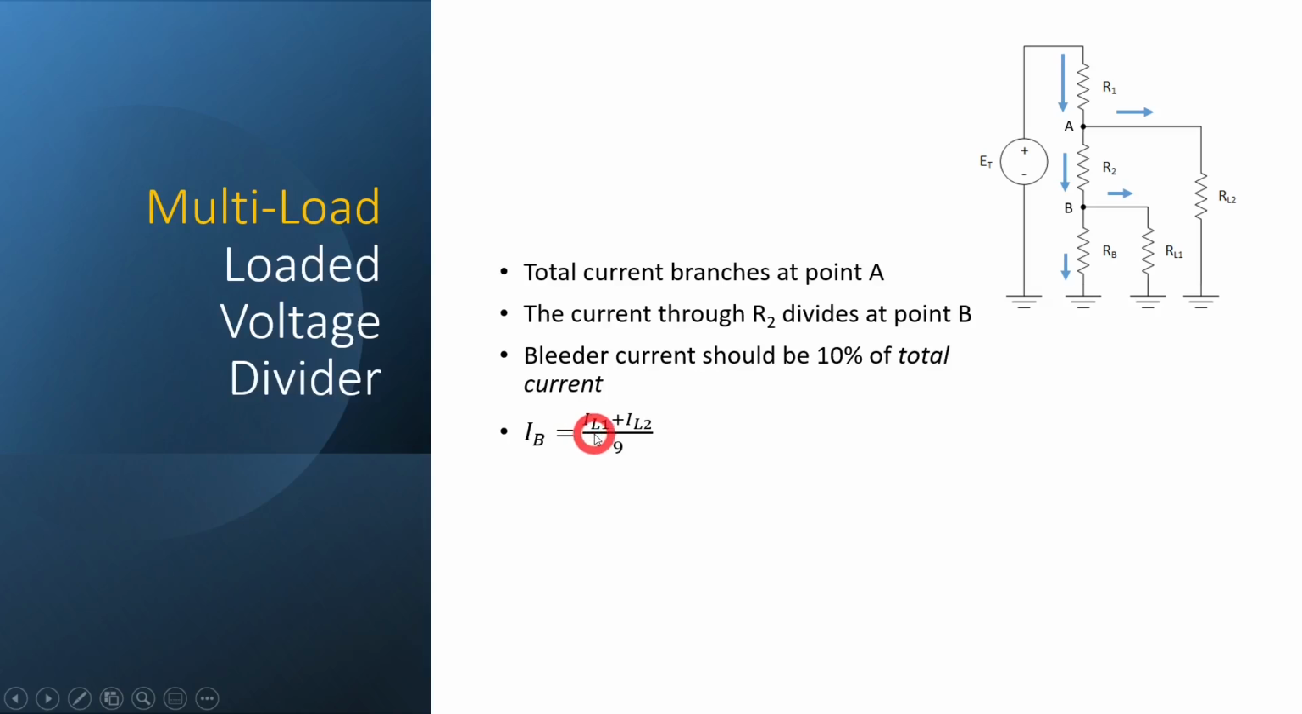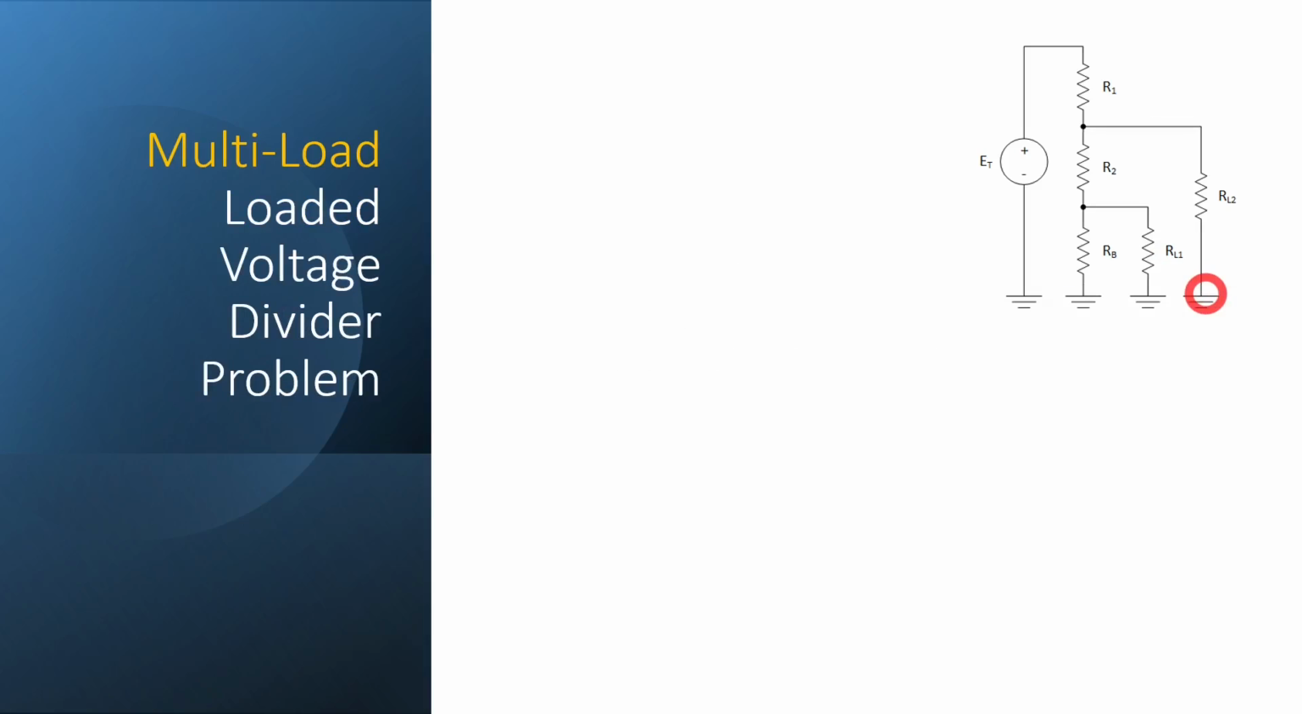So we take the current from load 1 plus the current from load 2, divide that by 9. That just means that 90% is going to be going that way, and 10% will be going through our bleeder resistor. Okay, let's actually put some numbers to this and just work through a problem. I think that'll help us really visualize this.